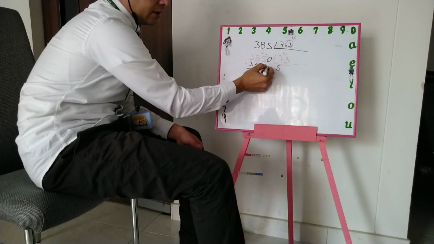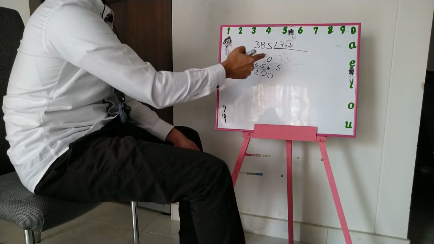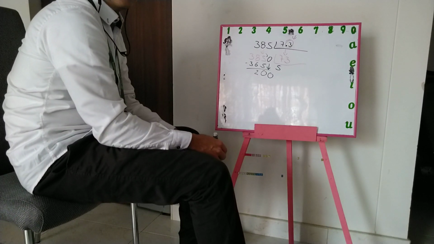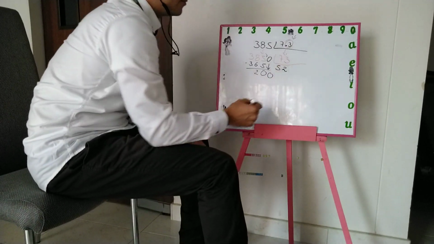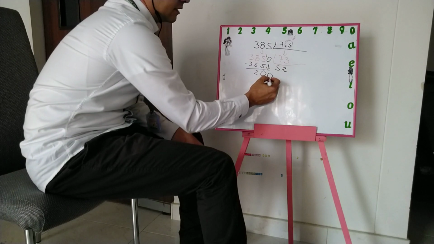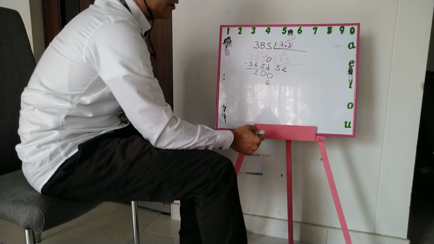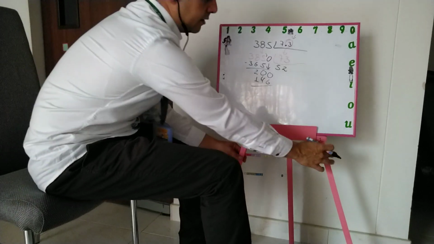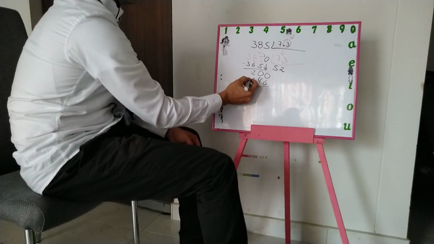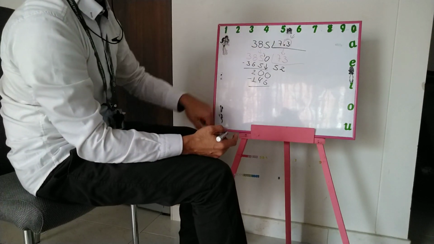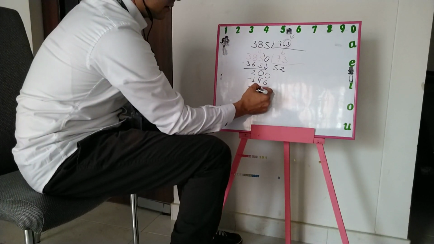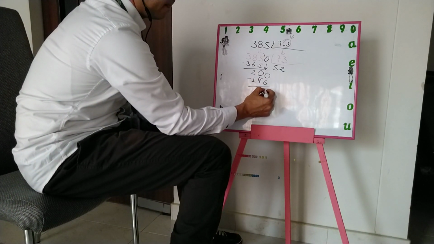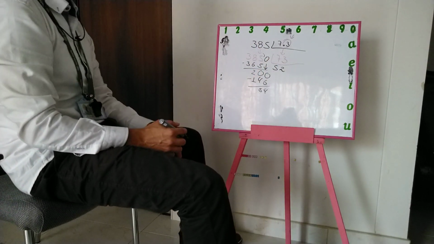Next step is to bring down the next digit, which is 0. 73 goes in 200 2 times. 2 times 3 is 6, 2 times 7 is 14. If this is right, then my answer right here, my difference, should be less than 73. Let's subtract. This is going to be 54, which is less than 73, correct.